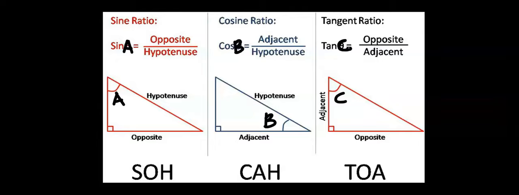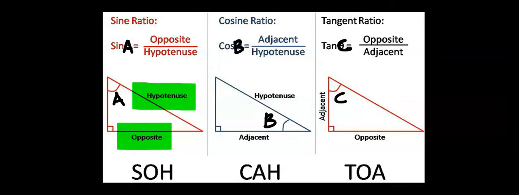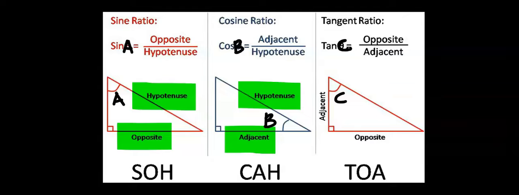If we know the length of the side facing the angle, and also we know the value of the hypotenuse, which is the longest side, then we're going to use the sine ratio, which is opposite over hypotenuse. However, if we don't know the opposite, but we know the hypotenuse and the adjacent, then we're going to use the cosine ratio, which is adjacent over hypotenuse.